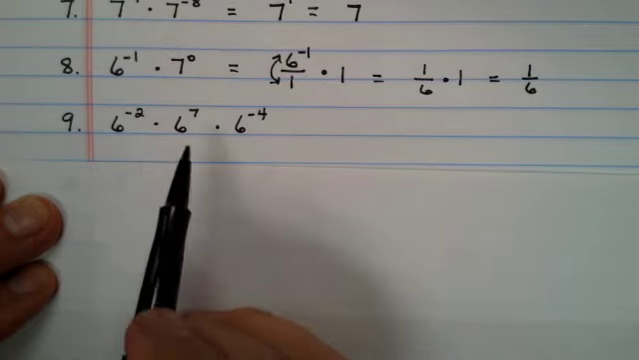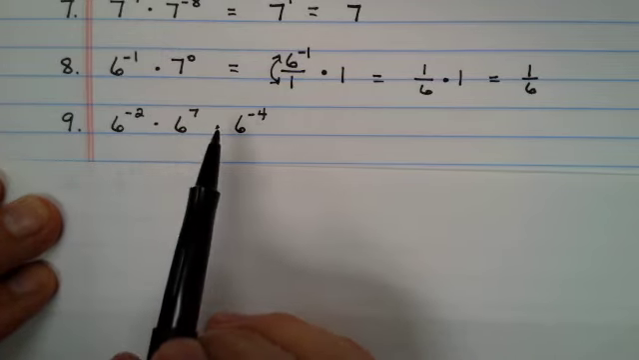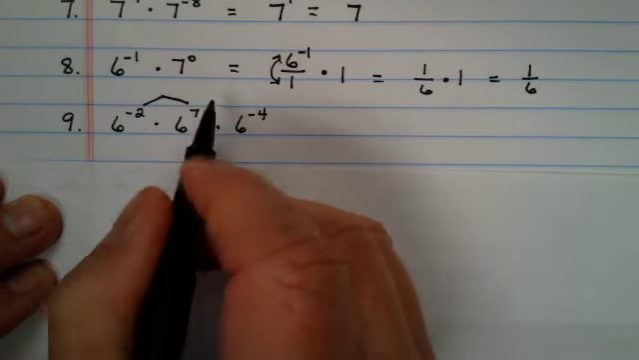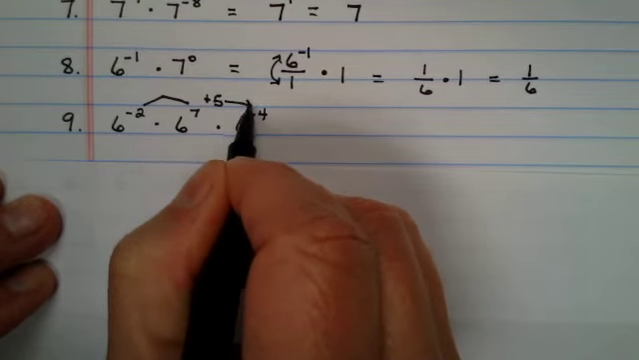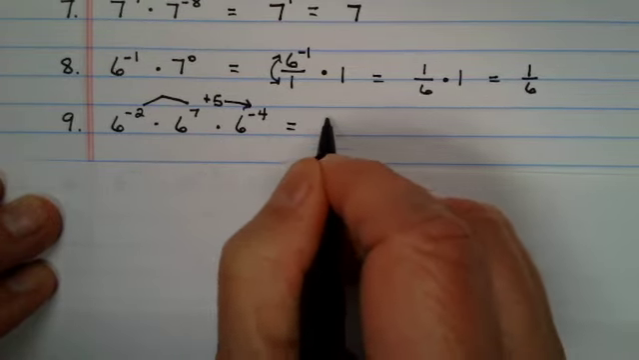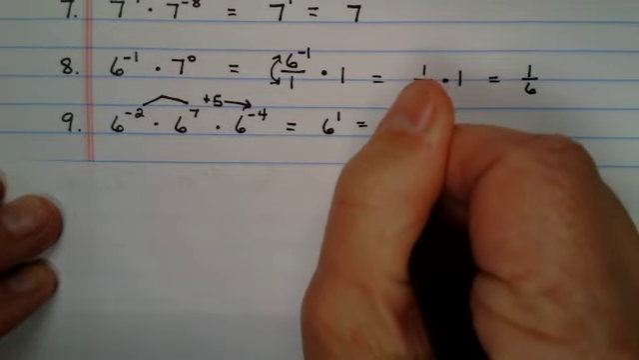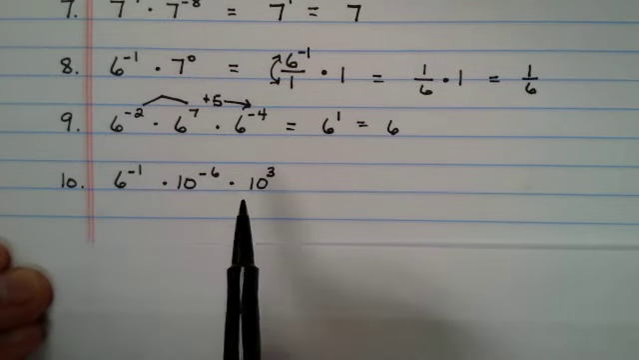I'll look and see if the bases are the same or if my exponents are the same. My bases are all the same. That means I can take all these exponents and add them together since I'm multiplying. -2 and 7 added together is +5. +5 and 4 added together is 1. I'm not supposed to write my 1s. This is simply 6.